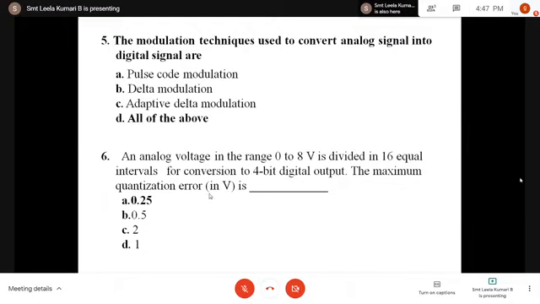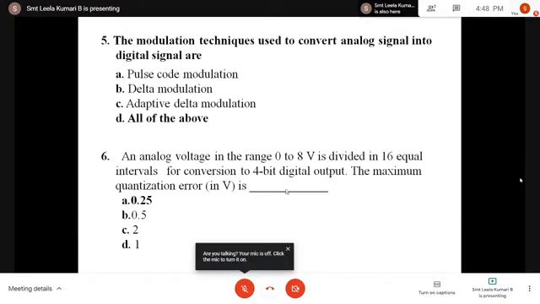And the maximum quantization error. The maximum quantization error is S by 2, because in quantization, the quantization error is less than or equal to S by 2. For this one, first we have to calculate the step size. Step size can be calculated from the knowledge of dynamic range and the number of levels. So VH minus VL by M indicates the step size. S is equal to 8 minus 0 by 16, 8 by 16, which is equal to 1 by 2, 0.5 volts. The step size is 0.5 volts.